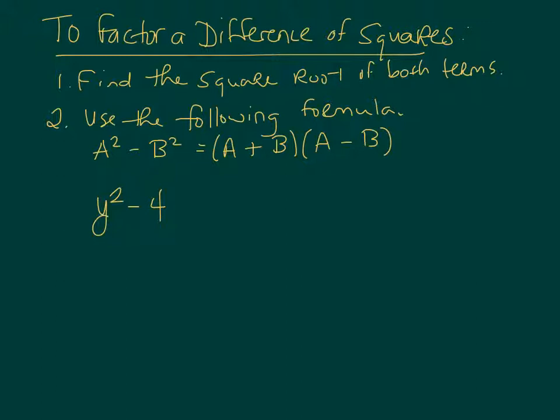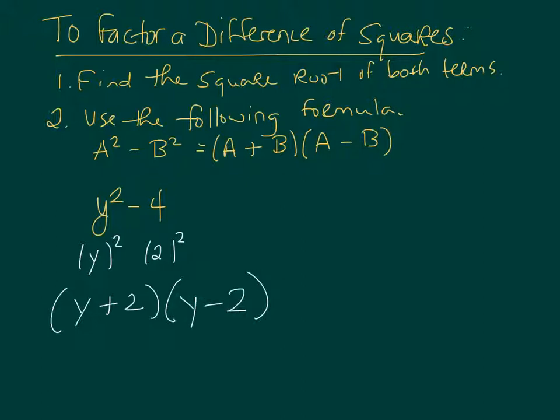So what I like to do is say to myself, what do I have to square to get y squared? What times what is y squared? Well, we saw on the other slide, just y times y. And now, what do I have to square to get 4? Well, 2 squared is 4. So now I have y and 2. I'm going to take y and add it to 2 per the formula, and subtract 2 from y. So this is the factored form.